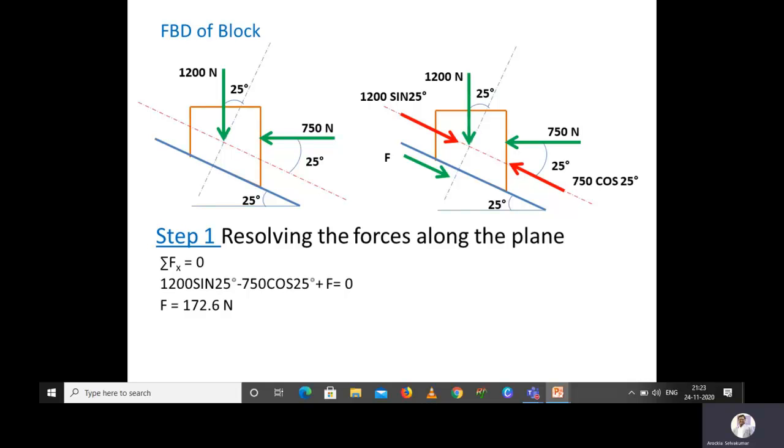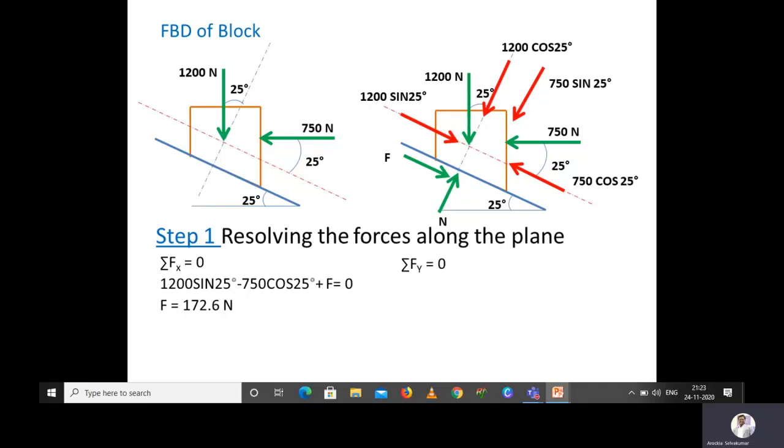This is the first equilibrium equation, and then we move to the second one, that is summation of forces acting vertical is equal to 0. This is also with respect to the plane, so we are resolving the forces with respect to the plane. Now we will have 1200 cos 25 degrees, that is the vertical component with respect to the plane of the 1200 Newton weight, and then we will have 750 sine 25 degrees, that is the vertical component with respect to the inclined plane for the force of 750 Newton. And then we will have one more important reaction, that is N.